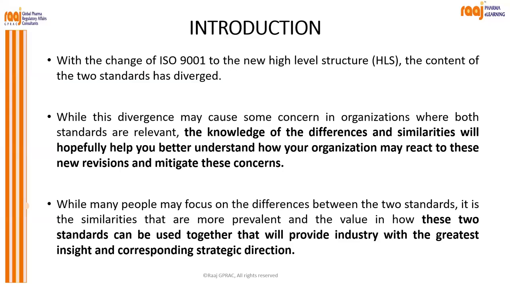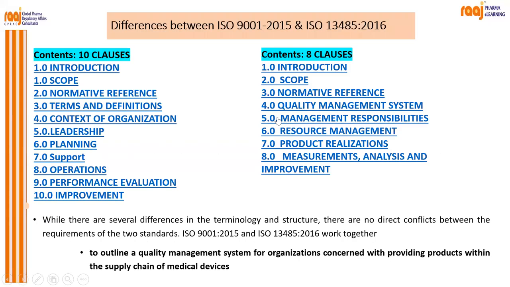Again, I'm telling you, it is the similarities that are more prevalent, and the value in these two standards can be used together, which will provide industry with the greatest insight and the corresponding strategic direction. The main difference between these two standards is that ISO 9001:2015 has 10 clauses, whereas ISO 13485:2016 has 8 clauses. When we design a manual, please keep in mind all the applicable regulatory requirements behind these clauses.